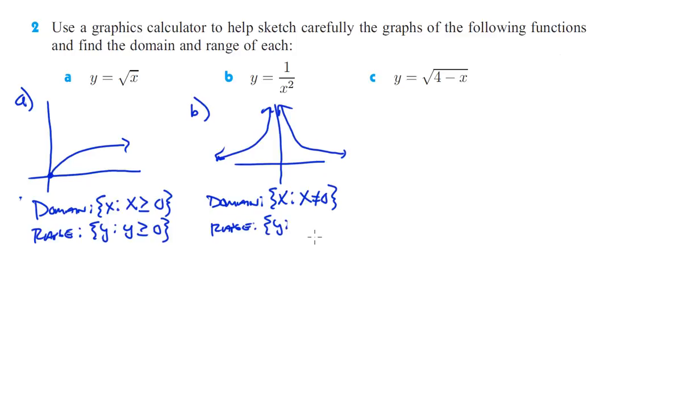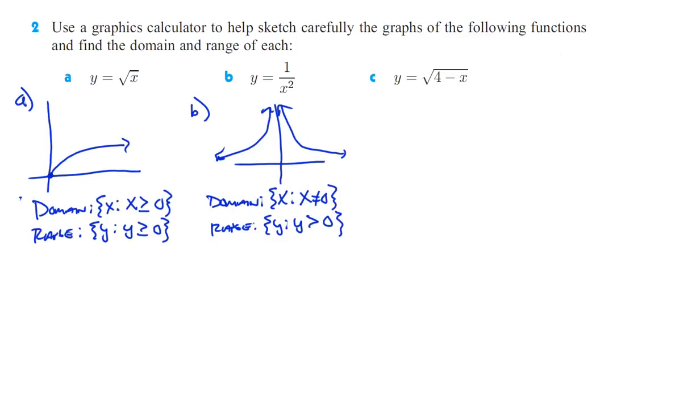Okay, and then the range is y such that, so let's see, this thing starts here at 0. Well, it never actually gets to 0, but it just gets bigger and bigger and bigger. So we've got y such that y has to be greater than 0. It's not going to equal 0 because it'll never hit that asymptote down there of the x-axis, but it's just going to be y is greater than 0.